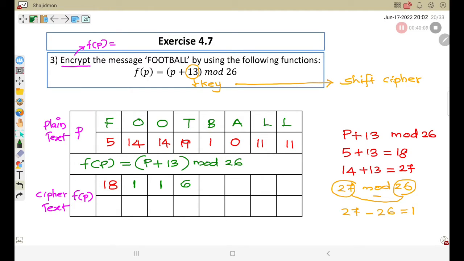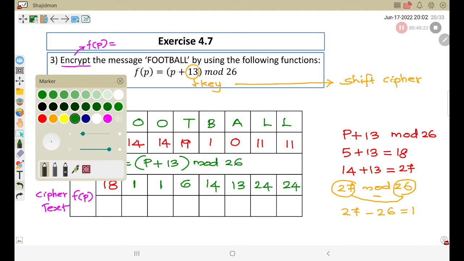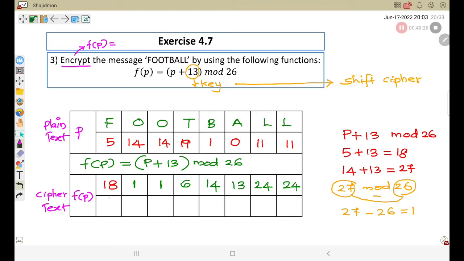Now next number is 1. 1 plus 13, 14. Next 0. 0 plus 13, 13. 11 plus 13, 24. Correct? Now change into letters so that you will get the answer. 18 means alphabet S. 1 means B. 1 means B. 6 means G. And 14 means O. 13 means N, 24 is Y and Y.